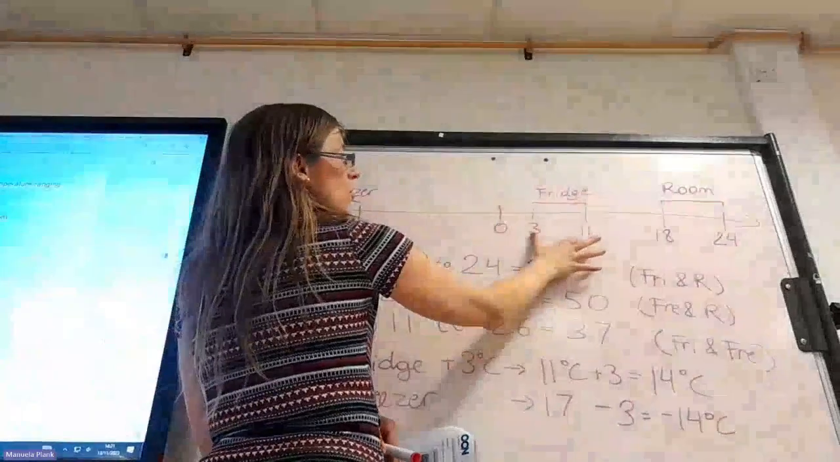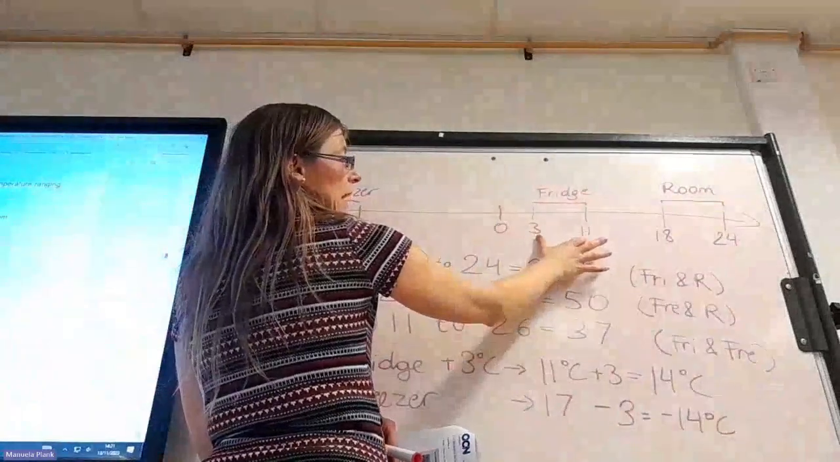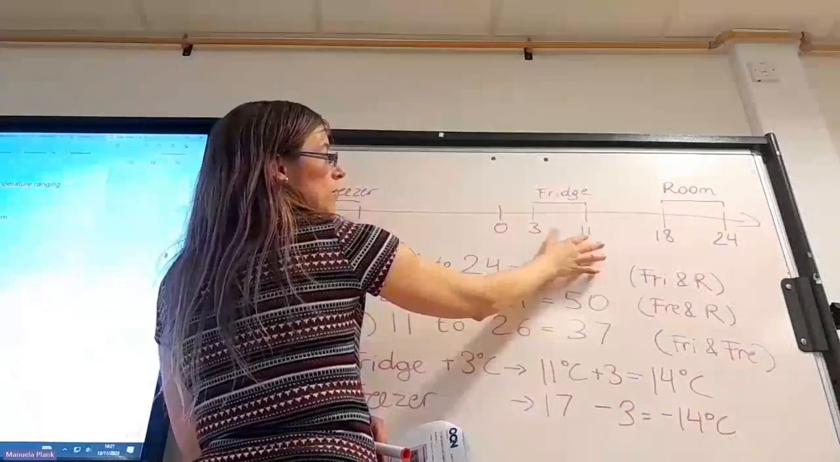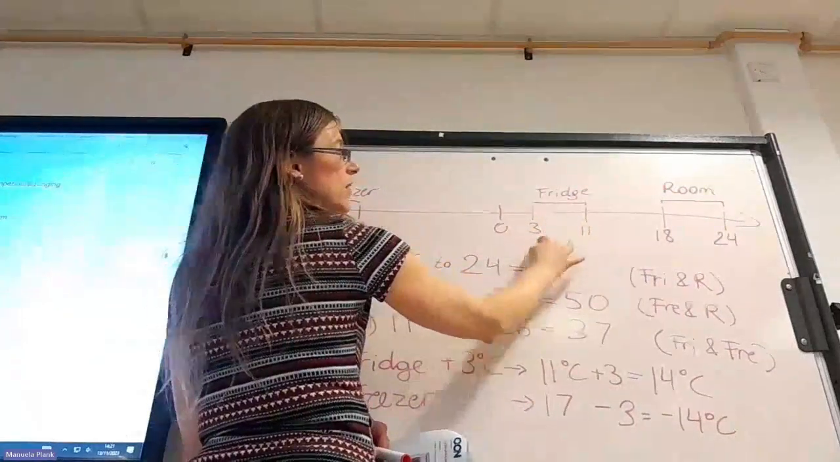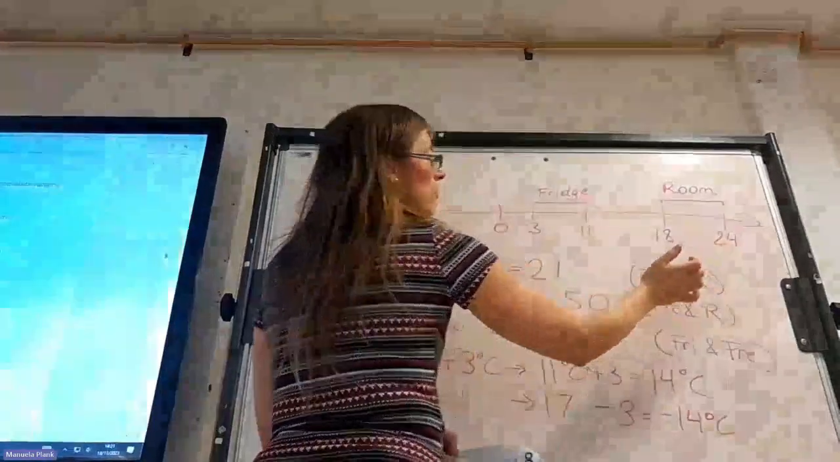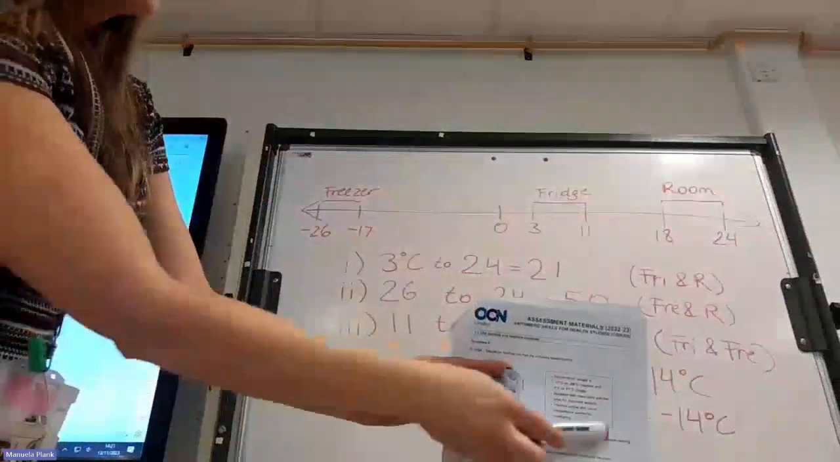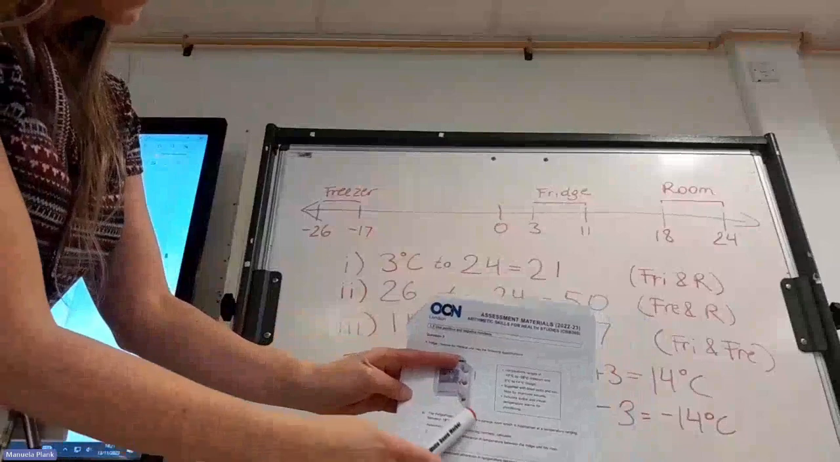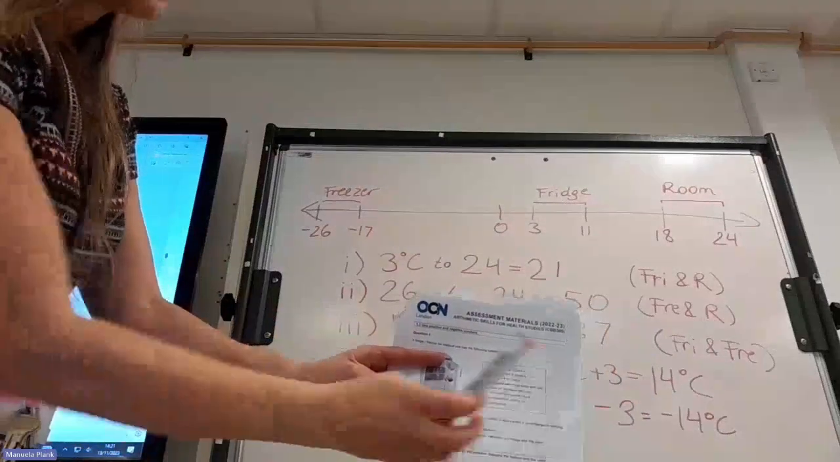In the fridge, we have a range between 3 and 11 degrees. That might also change in your exam, so the numbers will be different. Your room temperature will be between 18 and 24. So in this exam, we have that here in this section, and there is also the room temperature, which is down here, and they are in bold, those numbers.